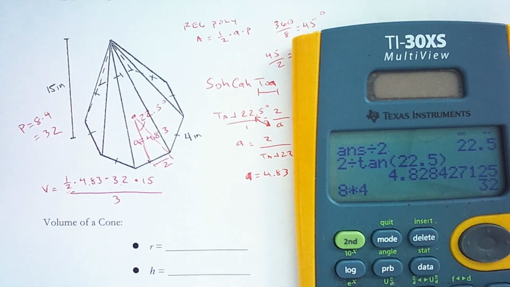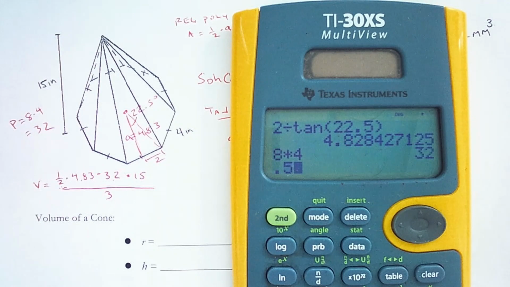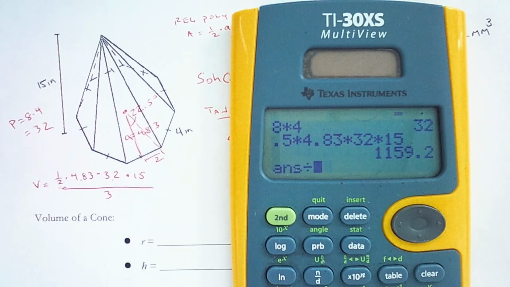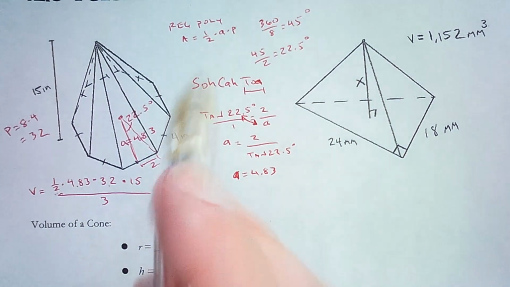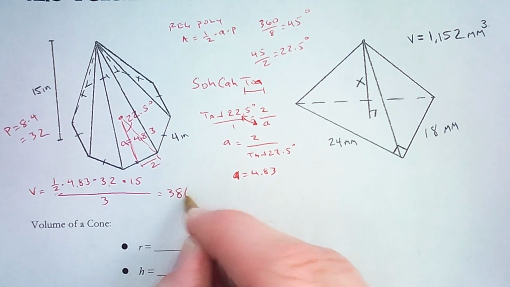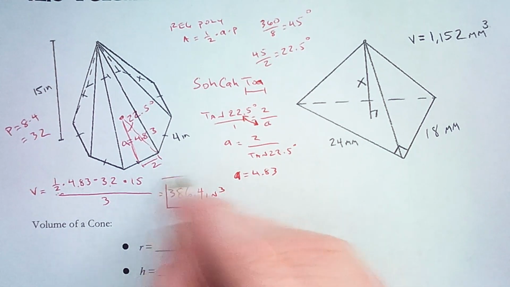Okay, so now I'm not going to try to write an exact answer for this one because I've already rounded this, so whatever decimal I get, I'm just going to keep it as that decimal. 0.5 times 4.83 times 32, that's half times apothem times perimeter, times the height of 15, divided by 3 is 386.4. So the volume is 386.4 inches cubed.